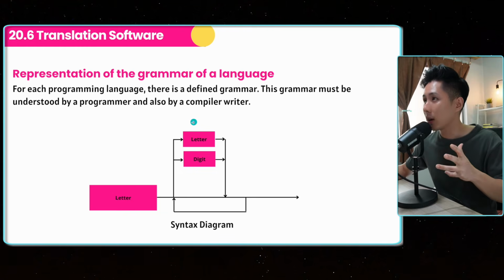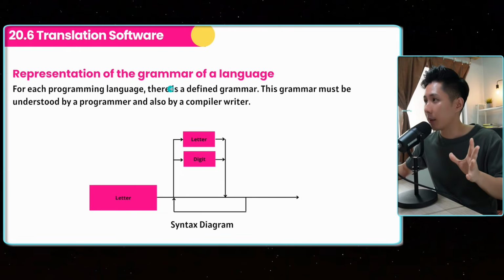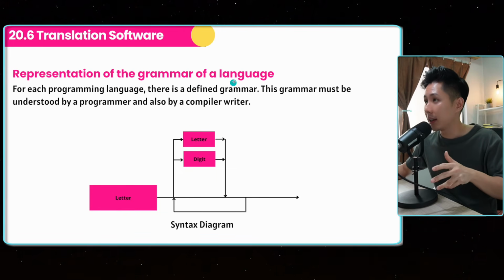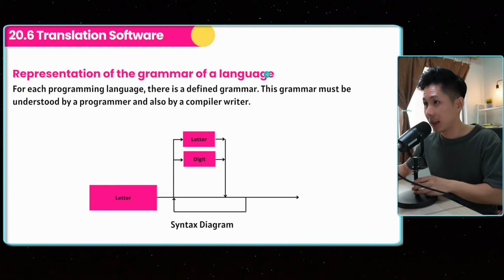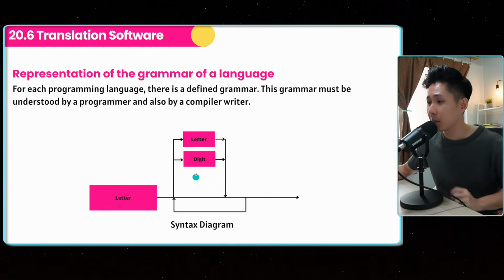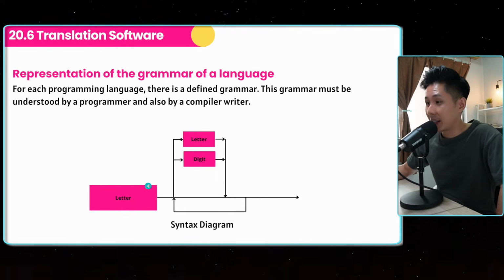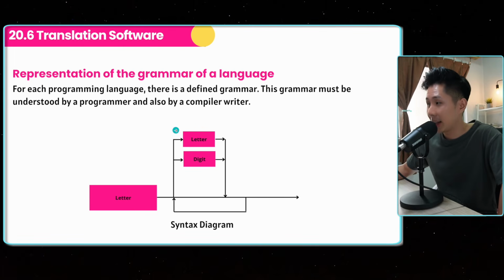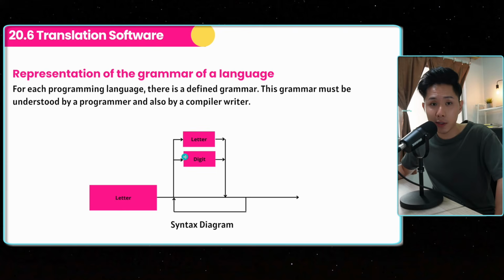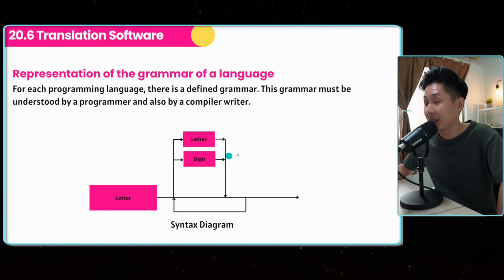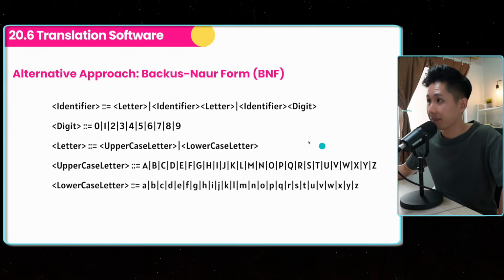So we have talked about analysis, but let's pause to talk about how a compiler can represent the grammar of a language. So in this example here, it basically says that when you are creating a variable, you can start off with a letter only, followed by a letter or digit. And you can't start off with a digit. So that's just one example of how to define the grammar of a programming language.